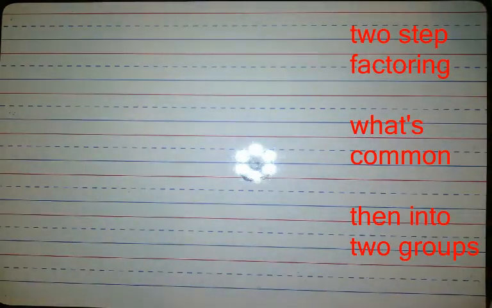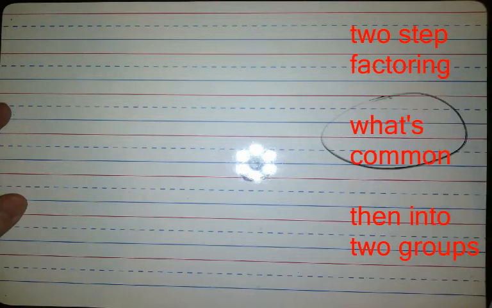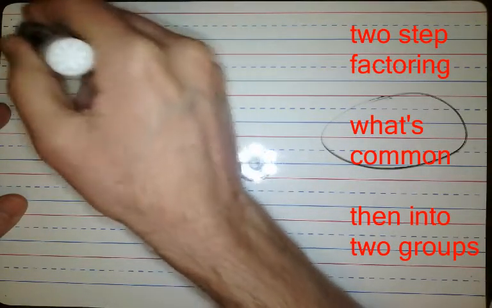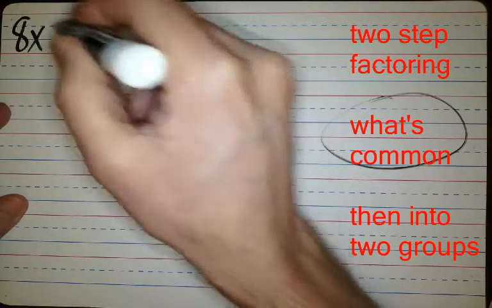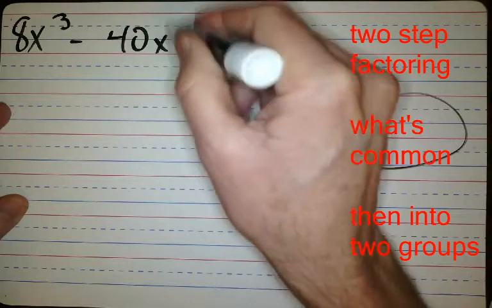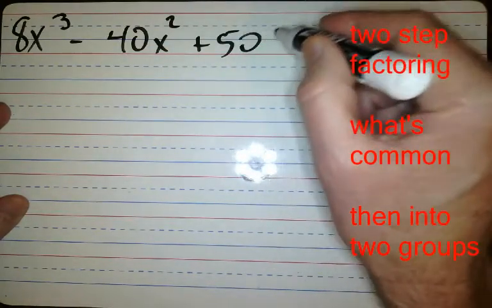We are doing two-step factoring. Two steps, that's what we want. So, what's the first step? It's what's common. So, let's look at some problems here. 8x to the third minus 40x squared plus 50x.